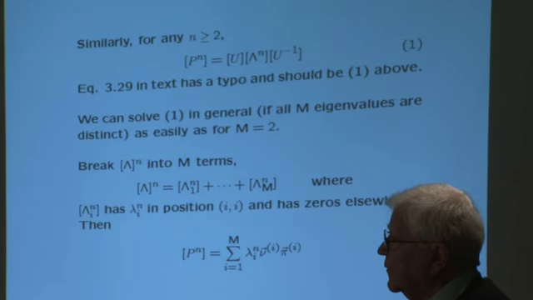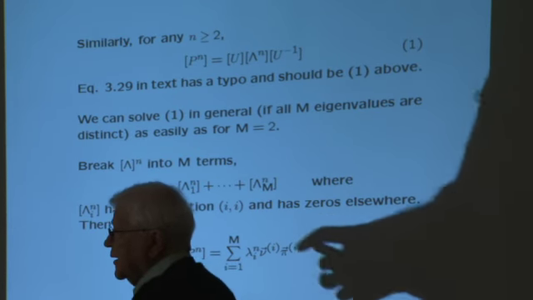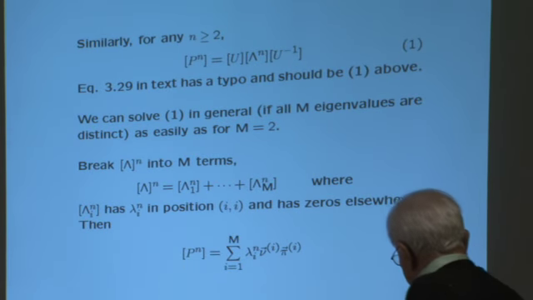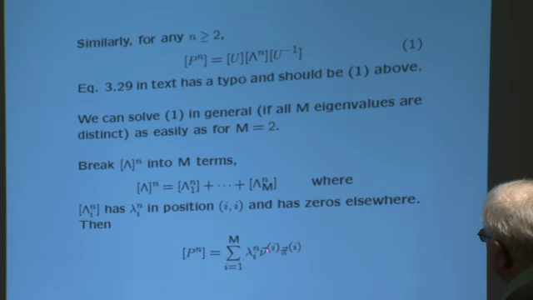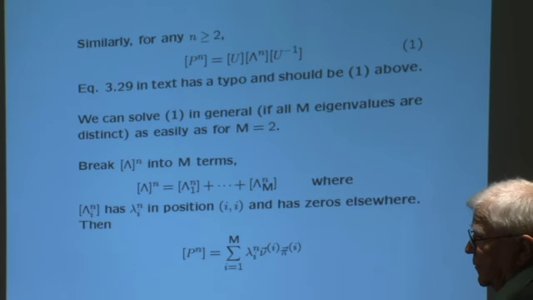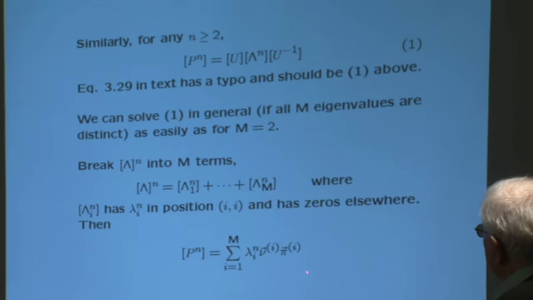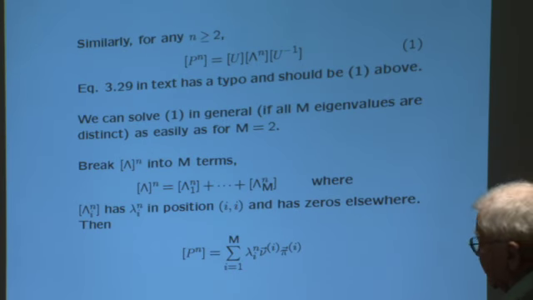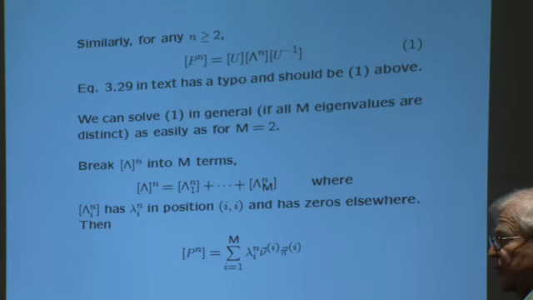What is nu i again? Nu sub i is the ith of the right eigenvectors of the matrix P, and pi i is the ith left eigenvector. And what we've shown is that these are orthogonal to each other, orthonormal.